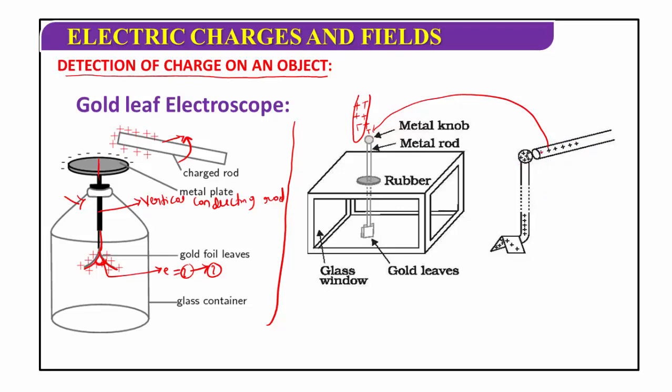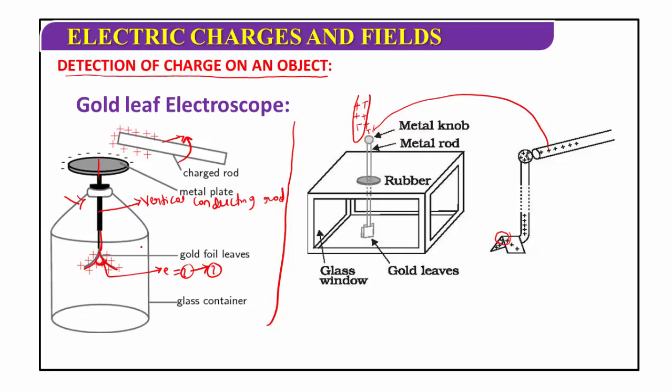When this positively charged body is placed in contact with the vertical conducting metal rod, the two gold leaves attached to it diverge from each other. This divergence indicates the amount of electric charge. This is the procedure to detect the charge in an object.